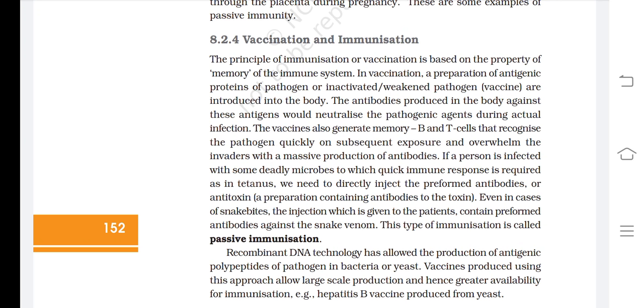If a person is infected with some deadly microbes to which quick immune response is required, as in tetanus, we need to directly inject the preformed antibodies or antitoxin, a preparation containing antibodies to the toxin. Even in cases of snake bites, the injection which is given to the patients contains preformed antibodies against the snake venom. This type of immunization is called passive immunization.